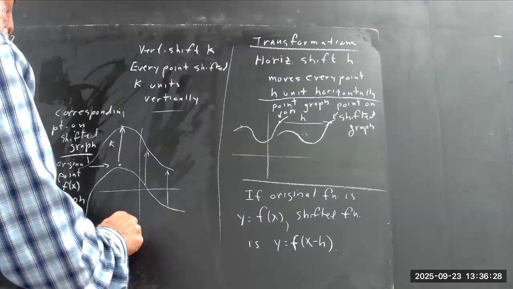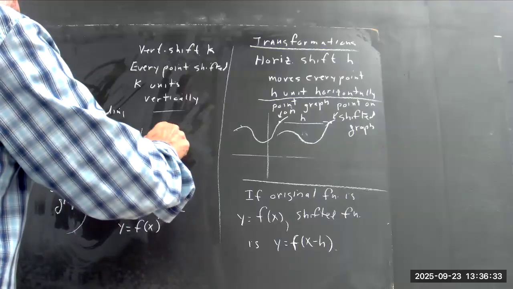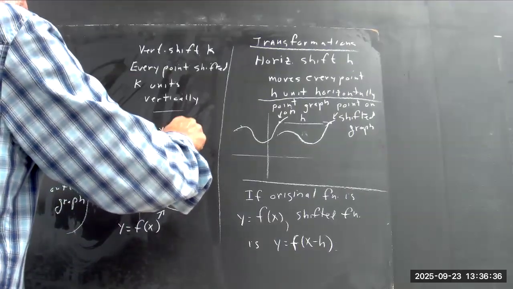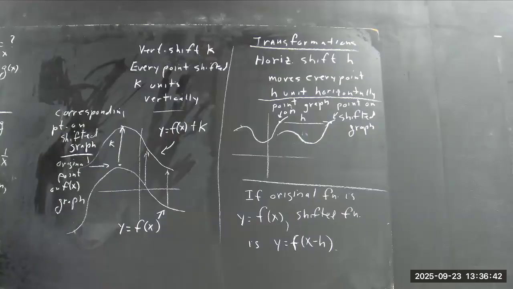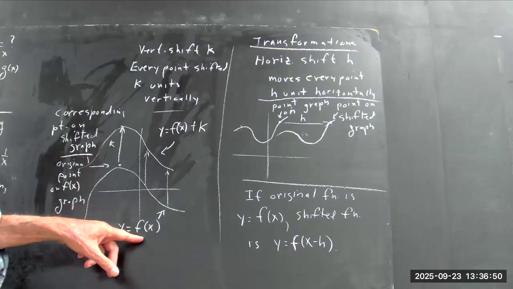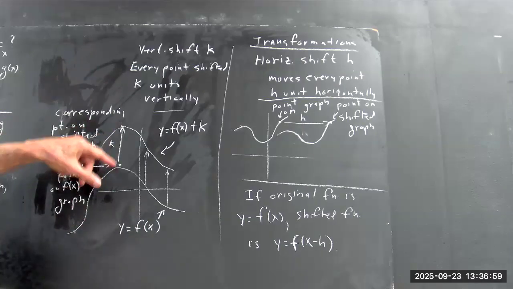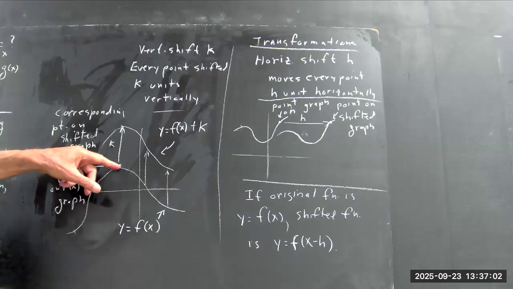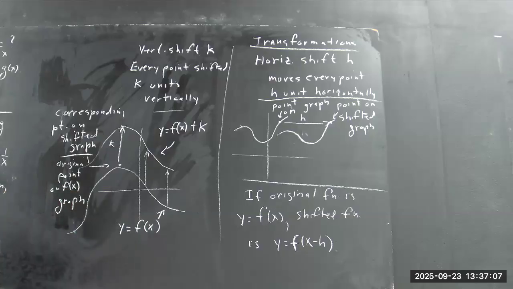So if this graph is y equals f of x, this graph is y equals f of x plus k. Does that halfway make sense? If you're adding k to the value of f of x, that means you're adding k to the y value. If you add k to the y value, that makes the y value k units greater. So here's your y value, and you add k, here's your new y value. Okay? For the same x.